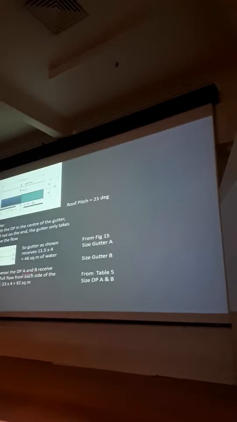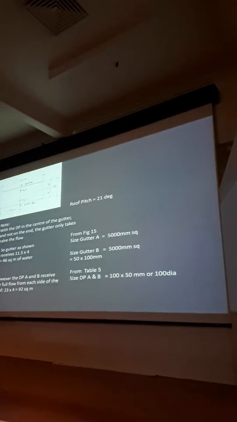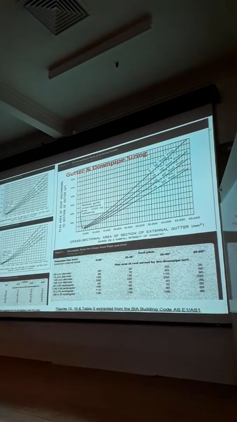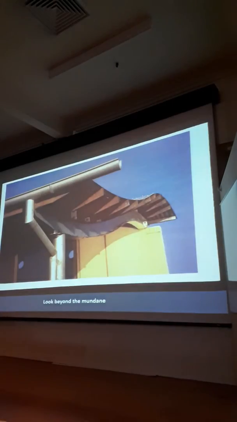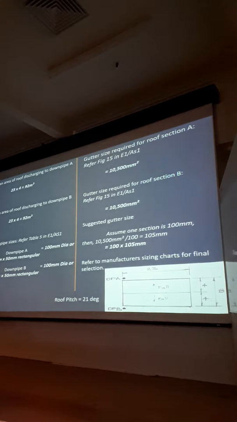However, downpipes A and B receive the full flow from each side of the roof, therefore 23 by 4, 92 square meters. So if we're sizing that, on this particular one, the roof pitch is 21 degrees, okay, so the gutter shown receives that 46 square meters. So if we want to go back to the gutter size, go back to the table. Okay, 46 square meters is sitting just in there somewhere, is it? So approximately in there. 40 would be about there, just around that line there.